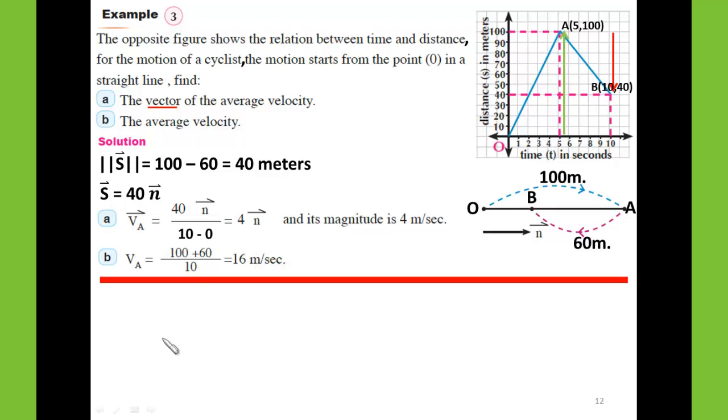So there is no direction for the average velocity. It only expresses the magnitude of the average velocity, which equals 16 meters per second. But when you talk about a vector, the vector has a magnitude 4 and a direction in the direction of n, such that n is a unit vector in the direction of the motion.